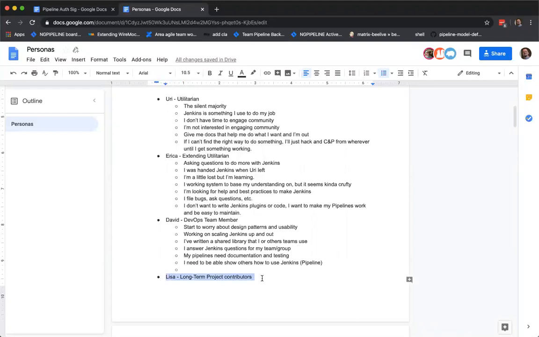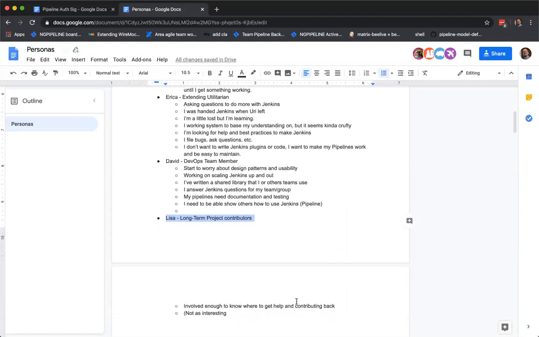Right, because the long-term project contributors are already in the community, already involved, and have enough knowledge to know where to get help and are contributing back already. It's not really as interesting for this group to talk about that last one, because they're already at a point where they have the connections they need to get knowledge, even when it's hard to find, right? So something in here, yeah. Yeah, I think that's where it needs to go.